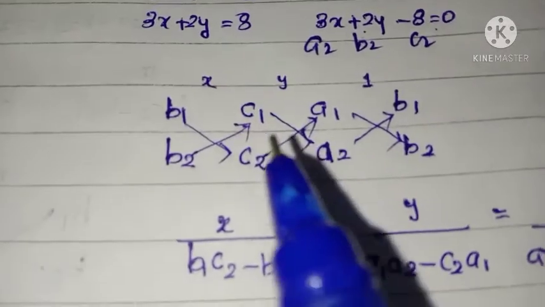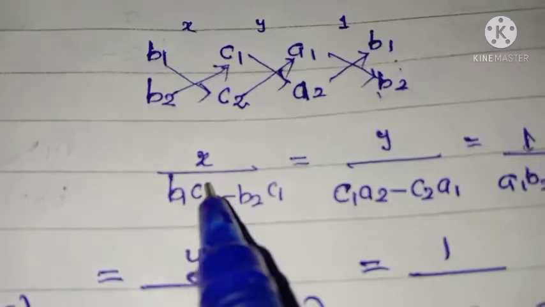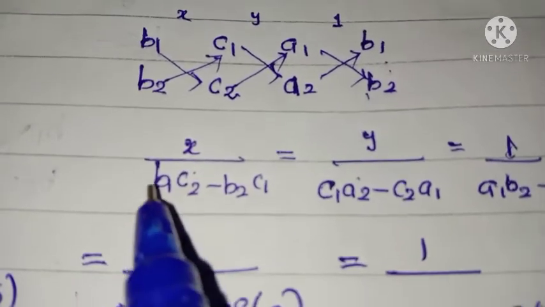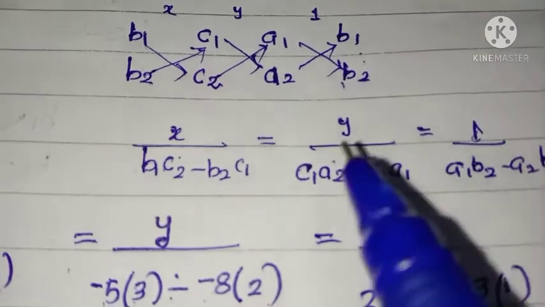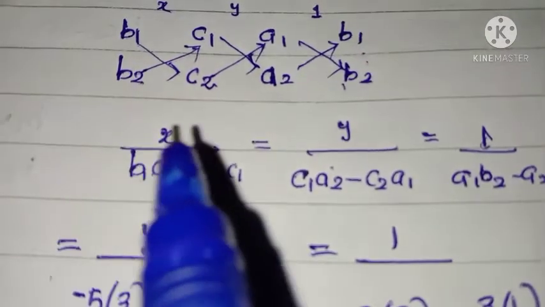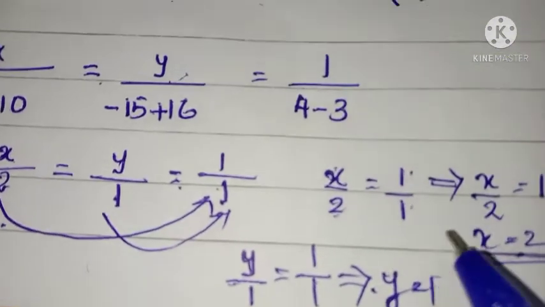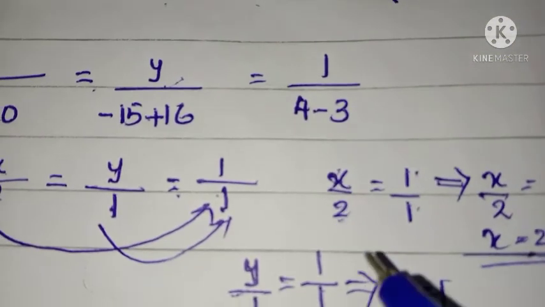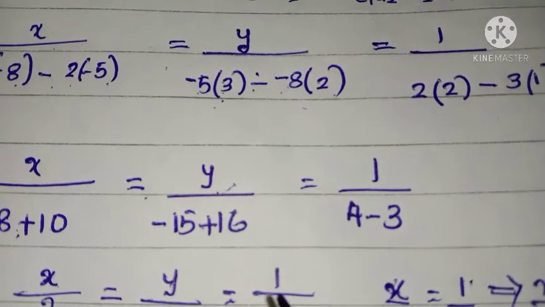So you have to learn this diagram by heart. With the help of this diagram, we can easily write this result and simply put the values of a1, b1, c1, a2, b2, c2 from the given pair of equations and simplify. You get the result x equal to and y equal to, which is our required solution. Okay.